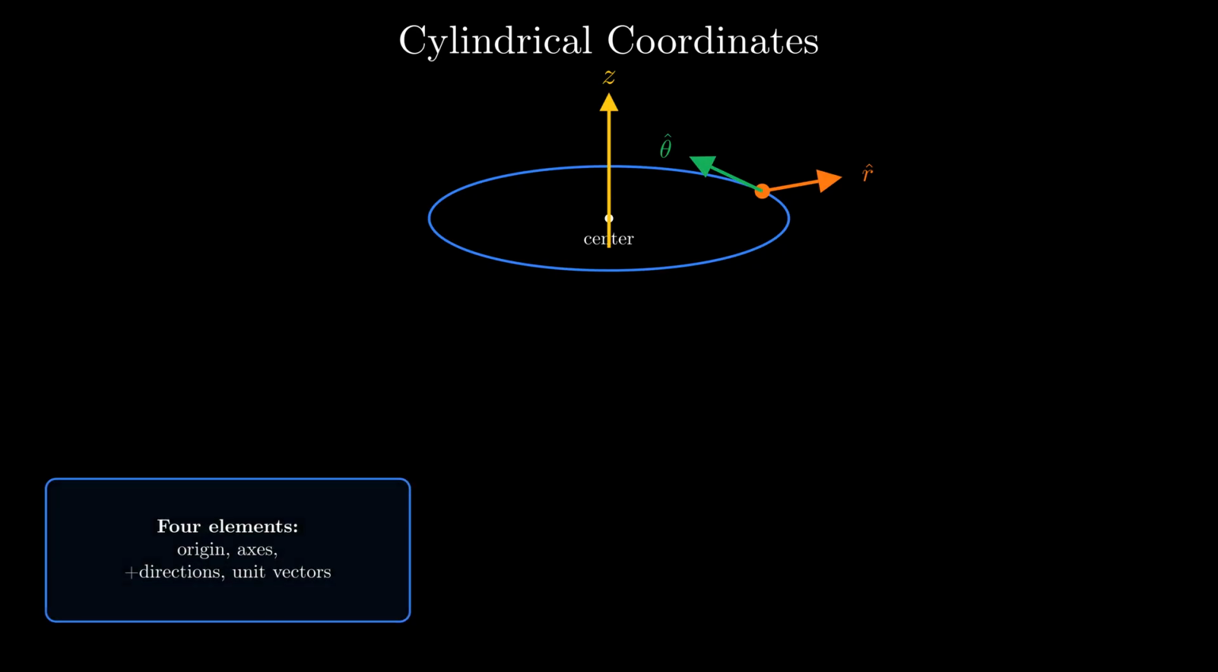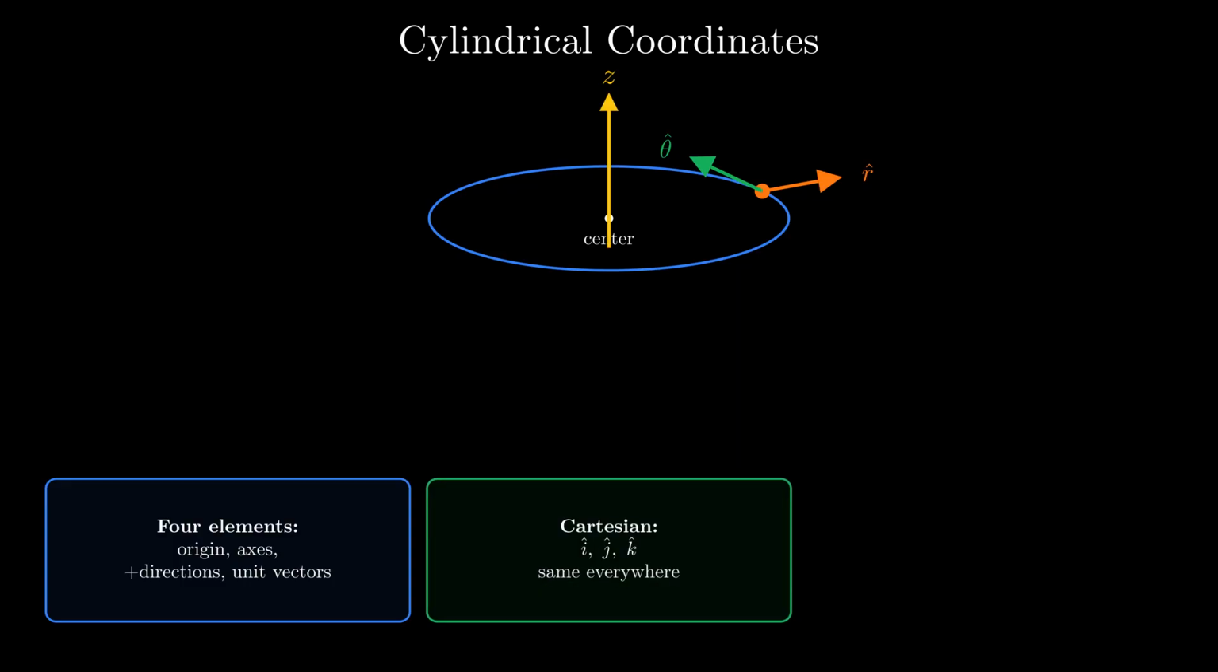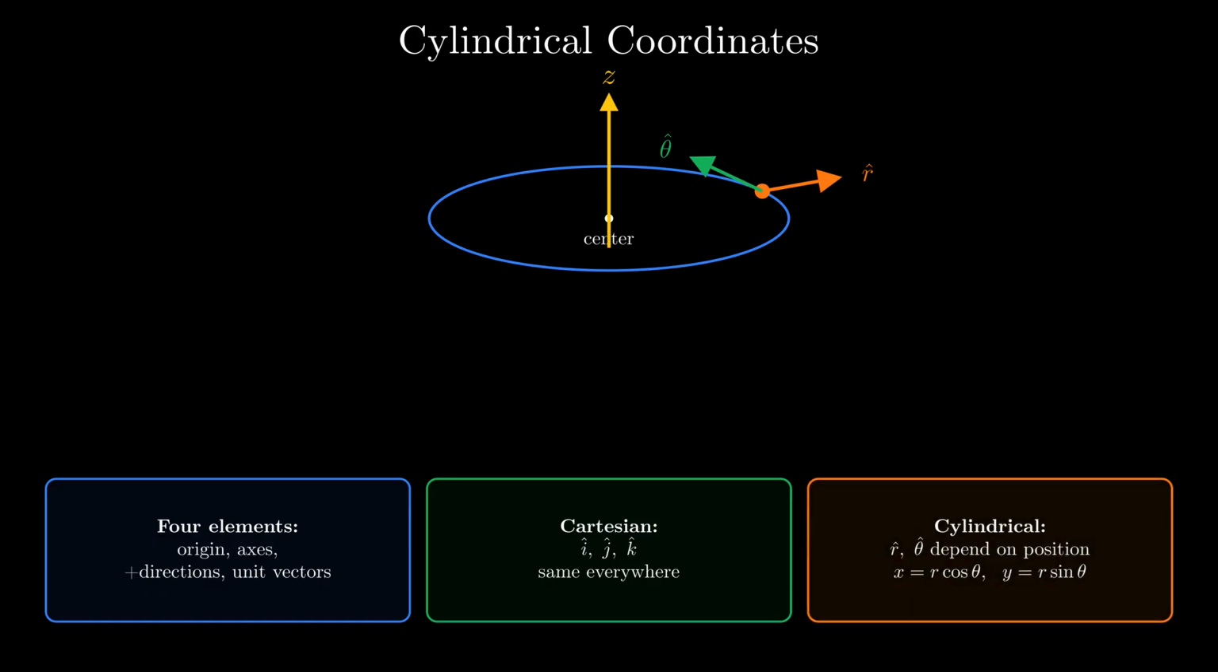The core lesson: every coordinate system needs an origin, axis, positive directions, and unit vectors. Cartesian unit vectors are identical everywhere in space. Cylindrical unit vectors r̂ and θ̂ rotate with position, linked to Cartesian by x equals r cosine theta and y equals r sine theta.